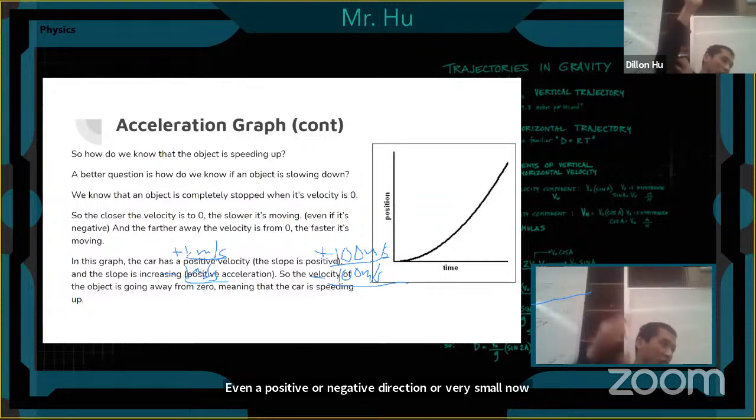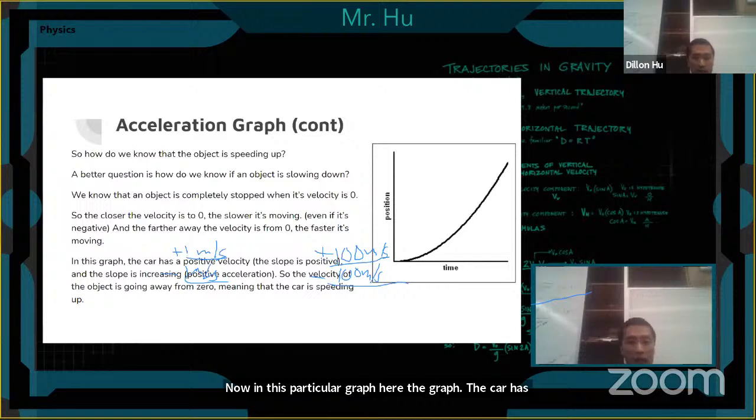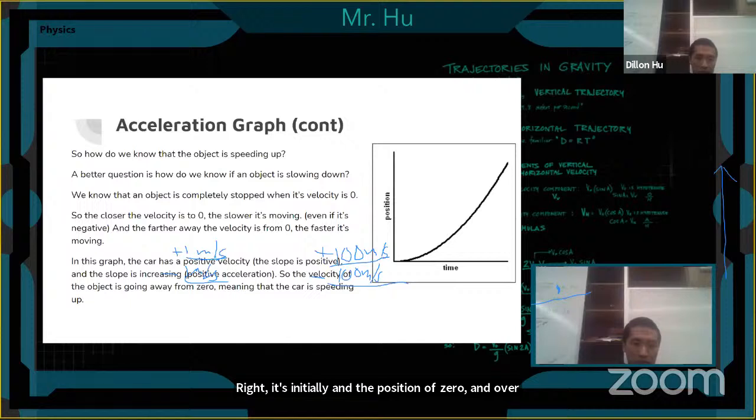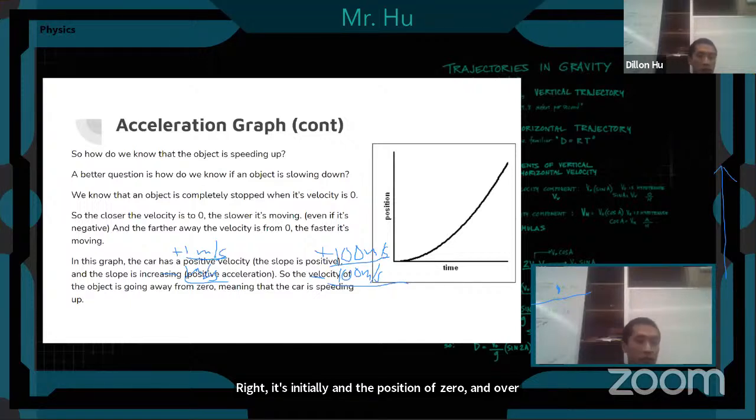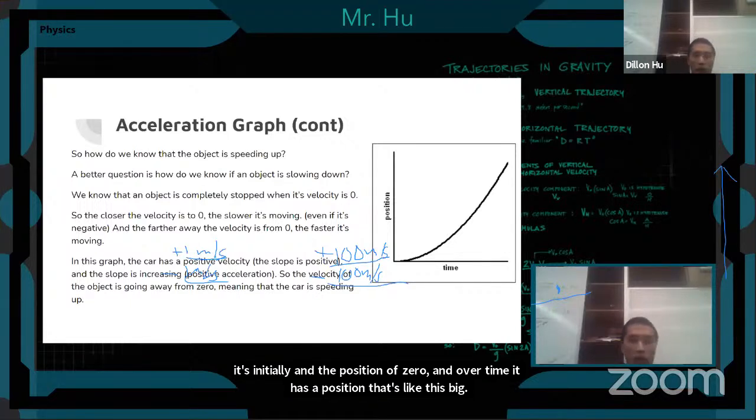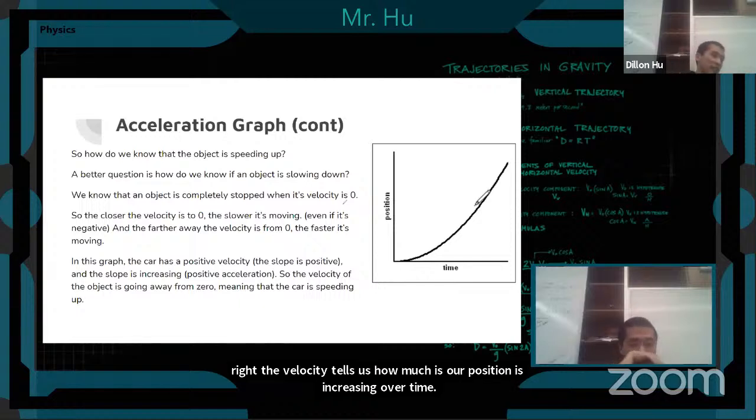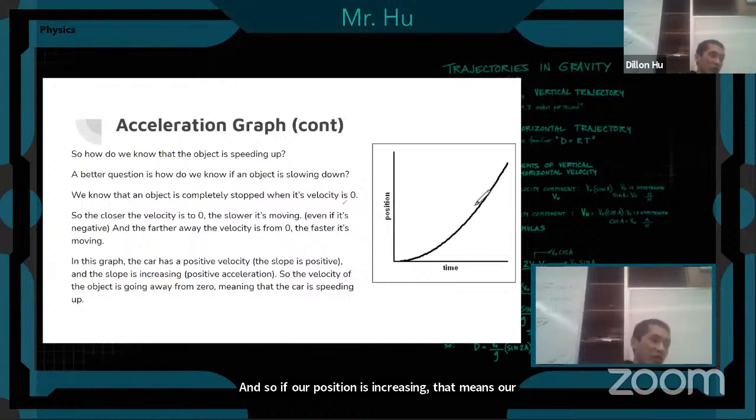Now, in this particular graph here, the car has a positive velocity. Why does it have a positive velocity? It's a positive velocity because the position is increasing, right? It's initially at the position of 0, and over time it has a position that's like this big. So its position is increasing. And if its position is increasing, that means the velocity is positive, right? The velocity tells us how much our position is increasing over time. And so if our position is increasing, that means our velocity is positive. And that's also because our slope is positive here.